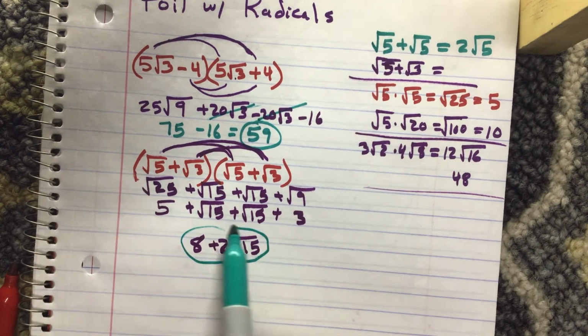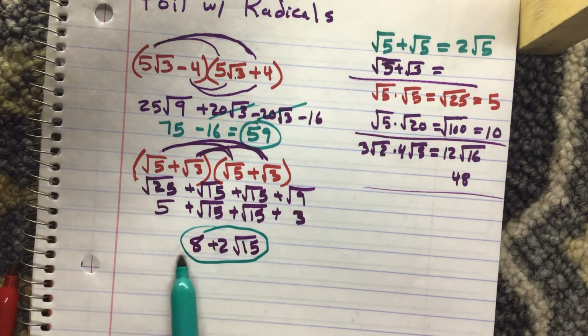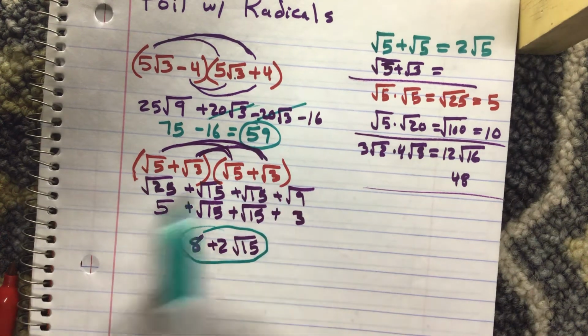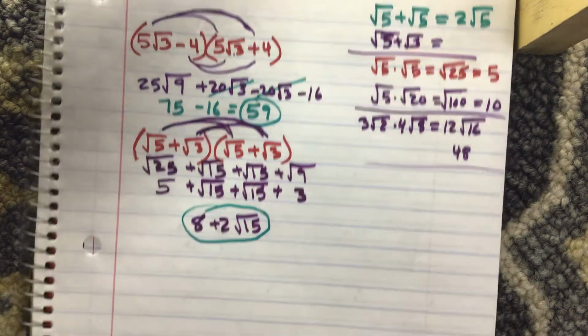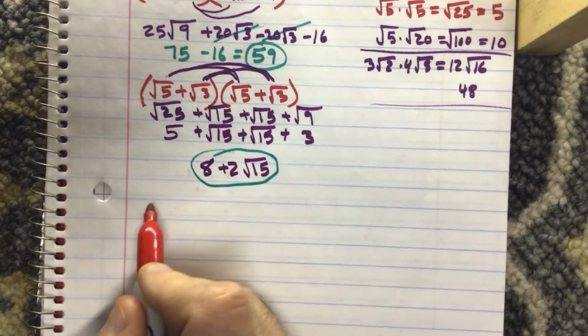So in this answer, when I did a binomial times a binomial, I ended up with 1 radical and 1 non-radical term. Over here, we just ended up with a whole number. Okay? One more example of that. And then I want to show you one other thing.